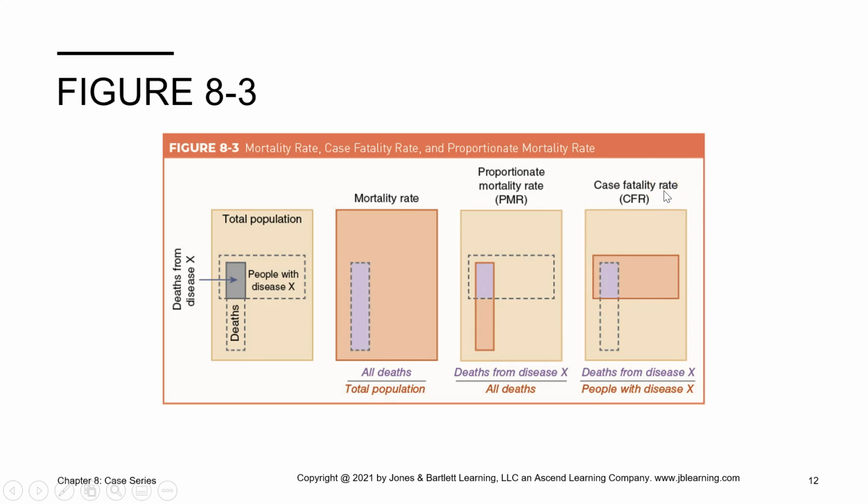The case fatality rate here is looking at the deaths from disease X and then the people with disease X. So there you're looking at the people who died from COVID among the people who had COVID, which is different from this, which has the deaths from COVID over all of the deaths, which includes everything else. Hopefully that is a good example of how you can calculate the different mortality calculations here. And they're all just very basic division with the numbers of people.